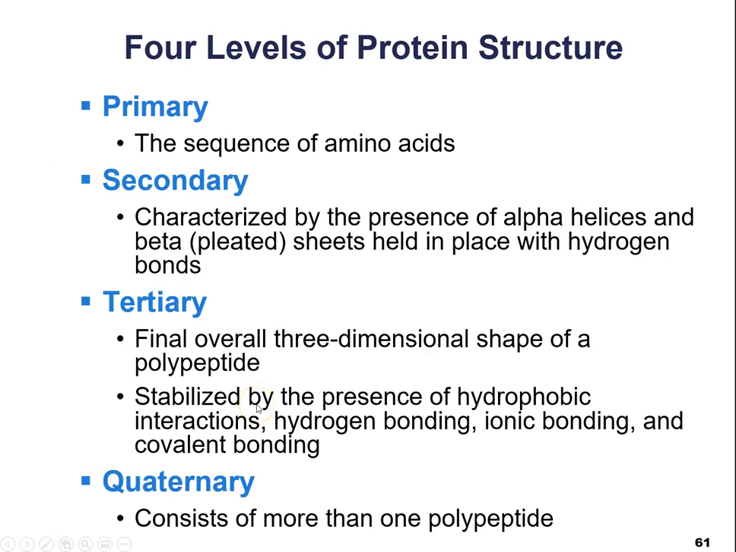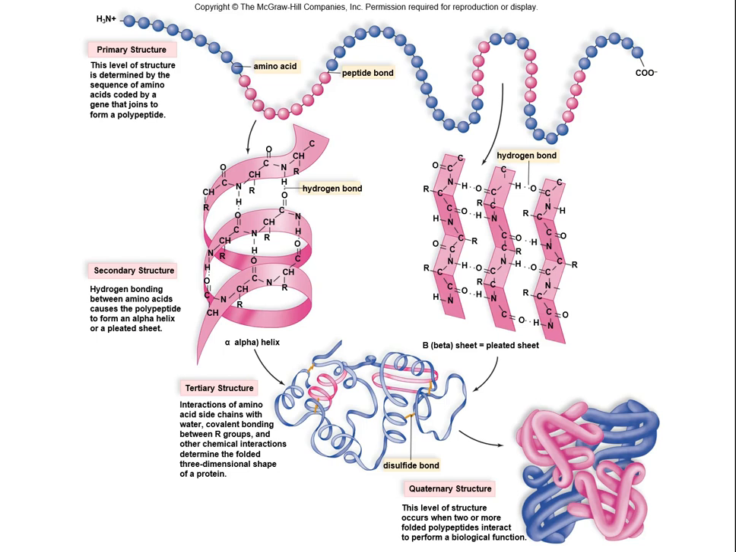Tertiary is that final overall folding, and it's more complex folding. Quaternary, you only have a quaternary structure if you have more than one polypeptide. So not all proteins have a quaternary structure. All proteins have a tertiary structure though. Okay, so let's look at a picture here.